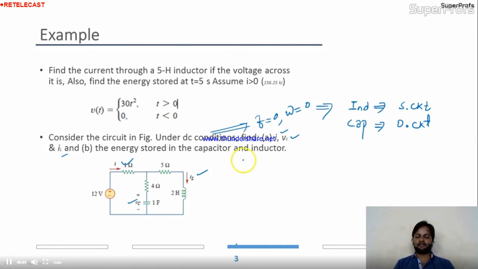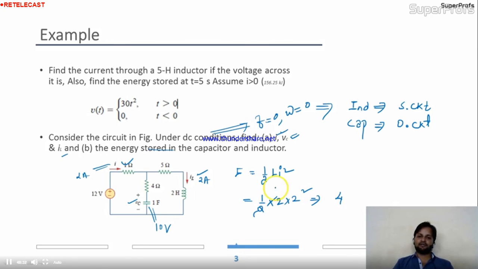So for this circuit, we calculated the I, VC and IL, and energy stored in the elements. Okay? This is nothing but 2 ampere. This is nothing but 2 ampere. And this is nothing but 10 volt. So, the energy in the inductor is nothing but half Li square, half into 2, because L given is 2 Henry here, and this is 2 square. So finally, this energy stored is 4 joule.